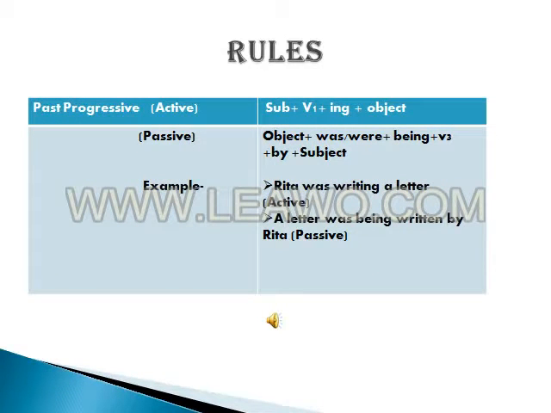Past progressive. Rule for active voice: subject plus verb first form plus ing plus object. For passive voice: object plus was/were plus being plus verb third form plus by plus subject. Here is the example: Rita was writing a letter. Example for passive voice: a letter was being written by Rita.